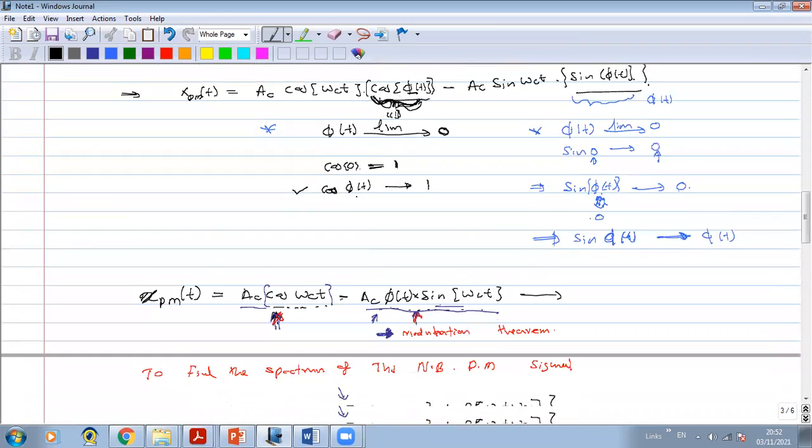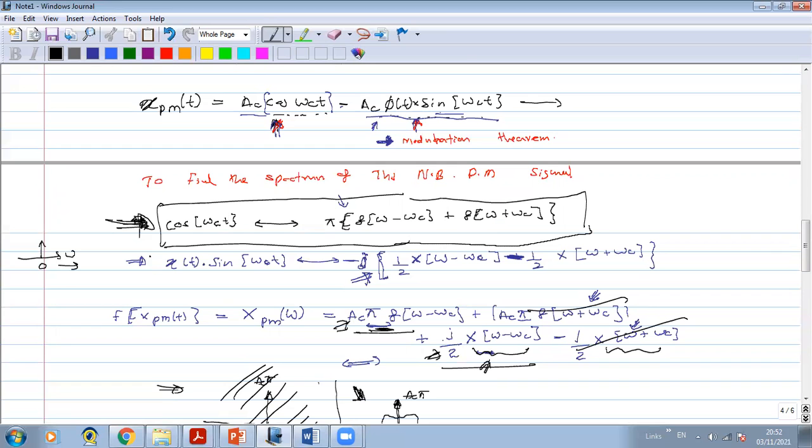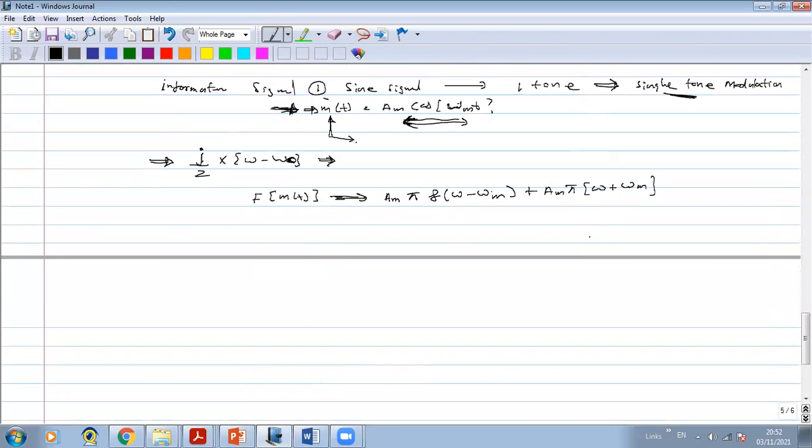Okay, so this one, the Fourier transform of the cosine signal. I have used it here also. So I got the Fourier transform of this signal, and I also have to shift it by omega c. Okay, here it is omega c, so I have to shift this signal. Then if I shift this signal, I will get this term.